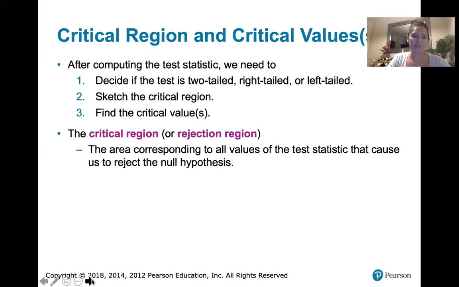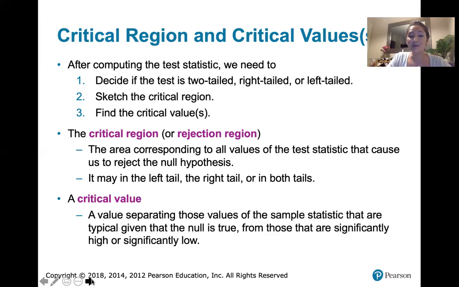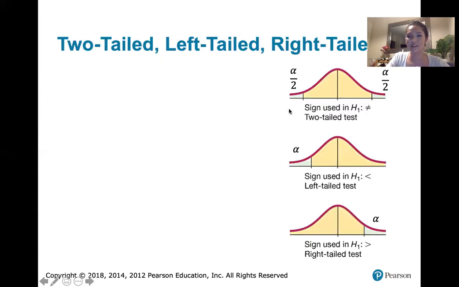Okay, so the critical region is the area corresponding to all values of the test statistic that cause us to reject the null hypothesis. And this could be in the tail, the left tail, the right tail, or in both tails. And a critical value is just a value separating those values of the sample statistic that are typical, given that the null is true, from those that are significantly high or significantly low. So here's a picture.